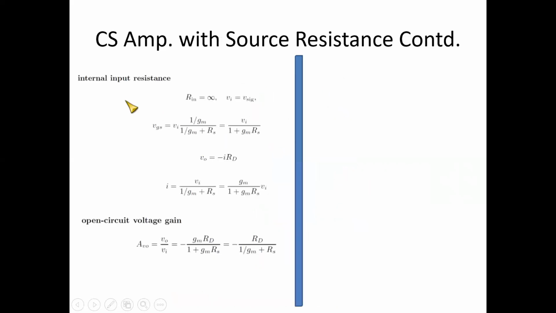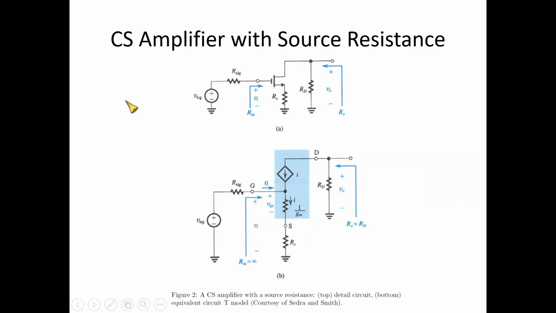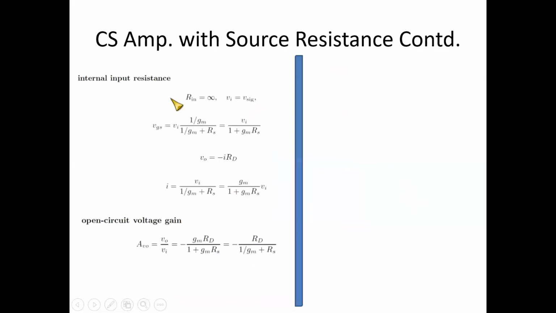Now, the input resistance again for the MOSFET is infinite. The input resistance of the MOSFET is infinite. Therefore, the current which is entering the MOSFET is always equal to 0. And because the input impedance is infinite for the MOSFET, for the overall CS amplifier with source resistance, again, the input impedance will be infinite.